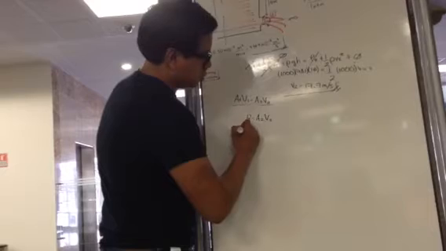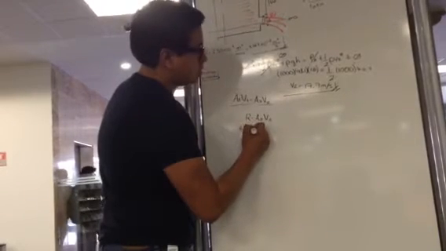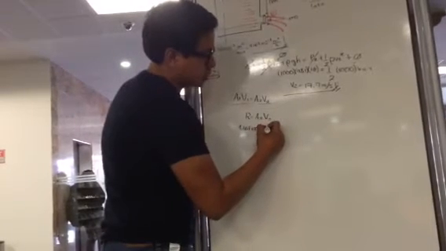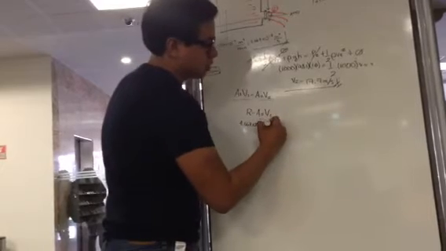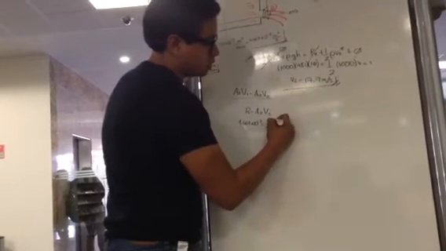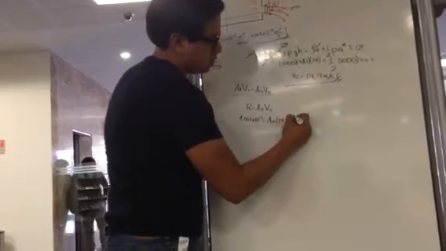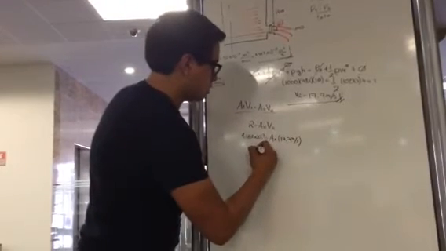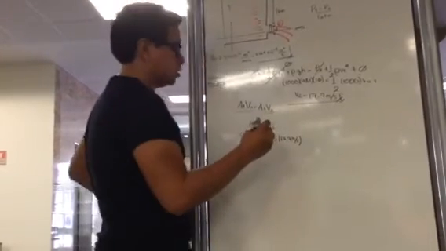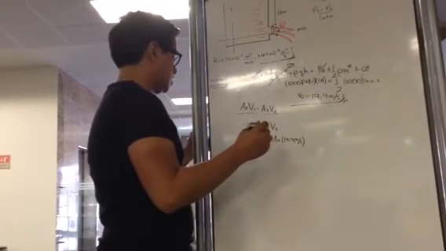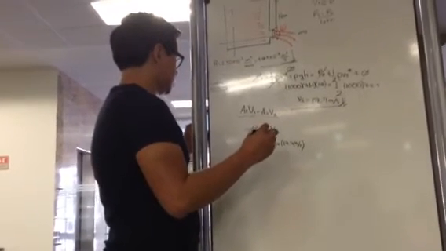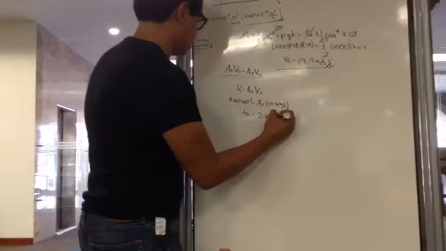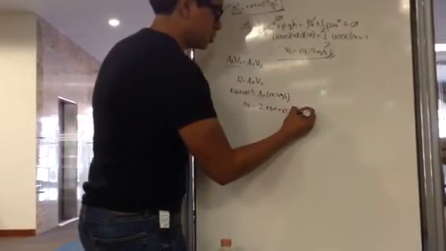So the flow rate is going to be 4 times 10 to the minus 5 equals area 2, which is the one we're looking for, times V2, we know it, so it's 17.7 meters over second. We're going to get this dividing, and we're going to get that area 2 is going to be equal to 2.354 times 10 to the minus 6 meter squared.